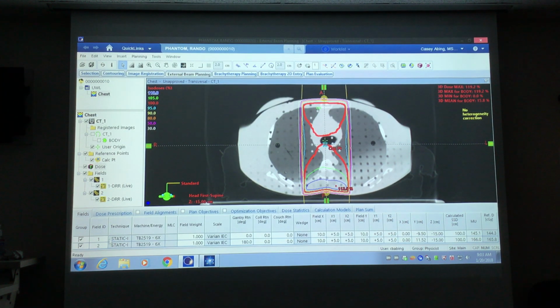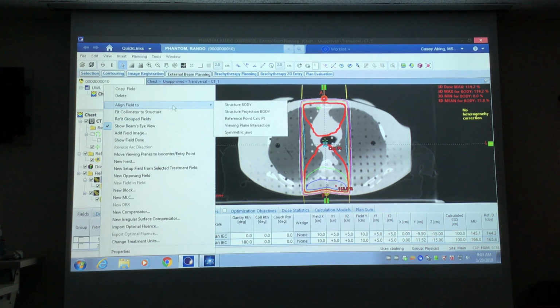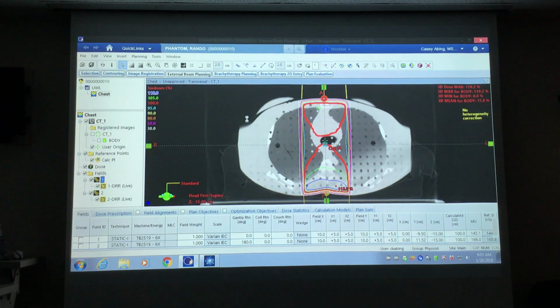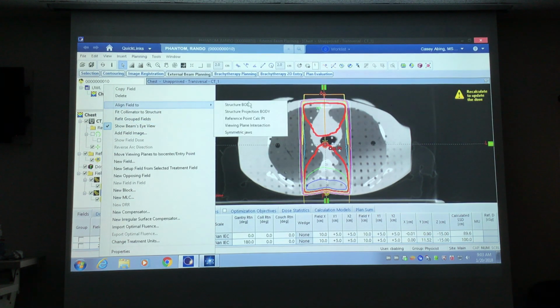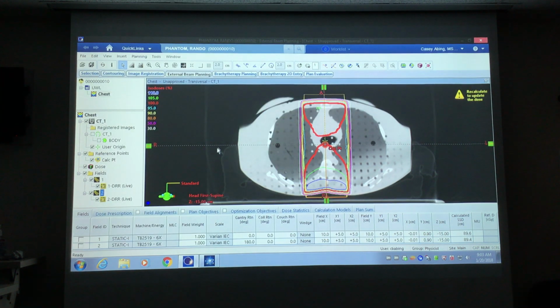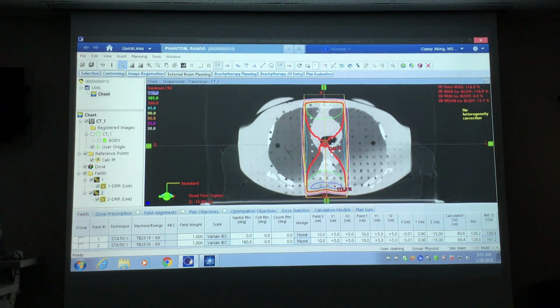Now if you contrast that to an SAD technique, I'm just going to align these fields to my calculation point. So this is an SAD technique. Now, my single point of rotation is around the calc point, which I could rename and call isocenter.